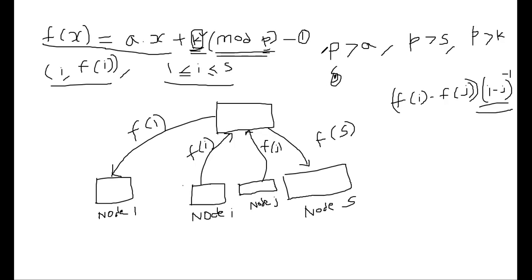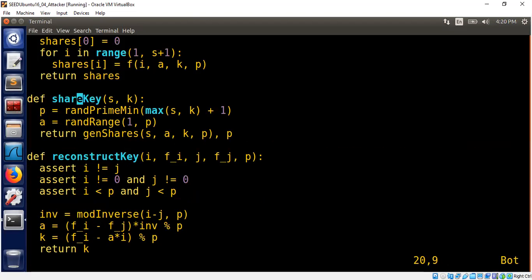Very quickly, I will now show you the Python implementation. It's just a demo proof of concept implementation. We decide how many nodes are in our system. S is the number of shares, right? K is the secret key that you would like to share among the s people. What did we do first? We need to generate a prime number p, which is greater than s and greater than k.